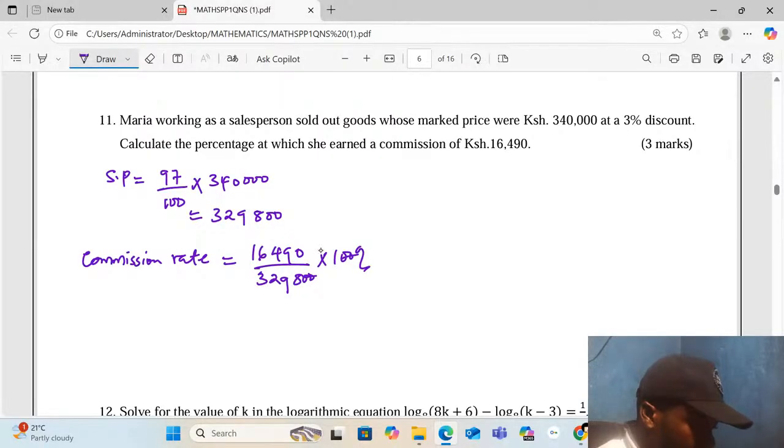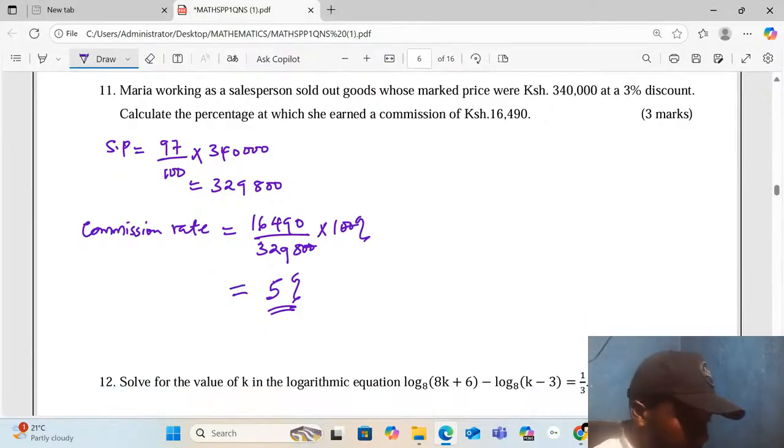Then this into this, when you use your calculator, you're going to find a 5% rate of commission. So the commission was at 5%, as you can see. That's simple. Then you get your 3 marks and move to the next question. Simple and clear.